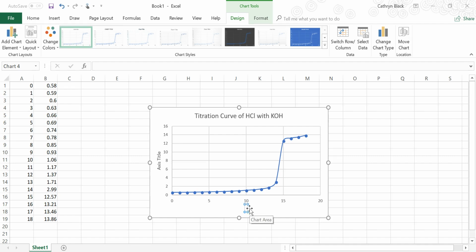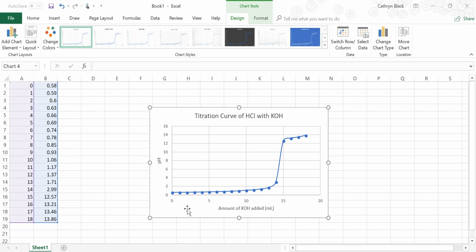So remember, the x-axis is the independent variable, and you controlled the amount of potassium hydroxide added. And we also want to make sure that we include units in parentheses. So that would be milliliters. The y-axis is your dependent variable, what you were measuring, which was the pH.